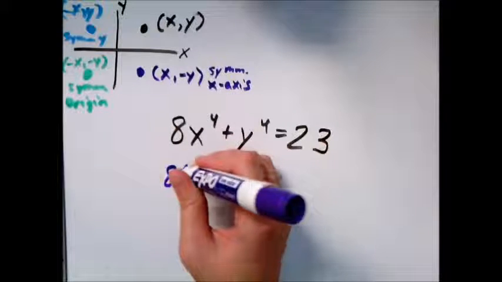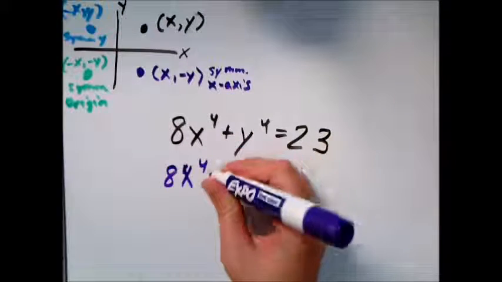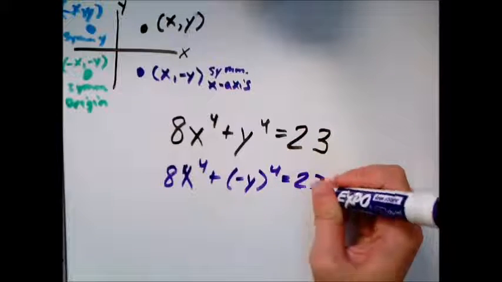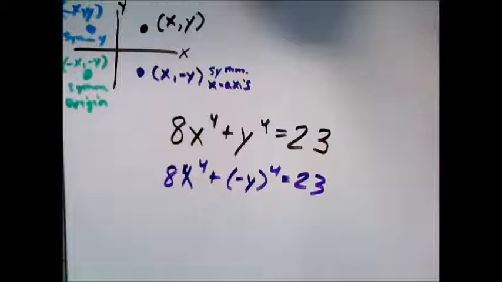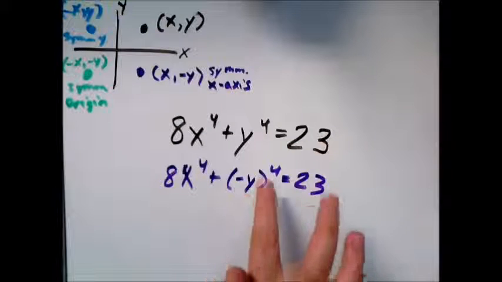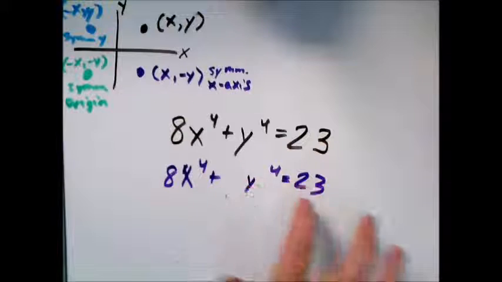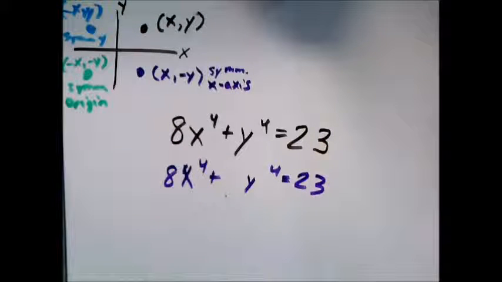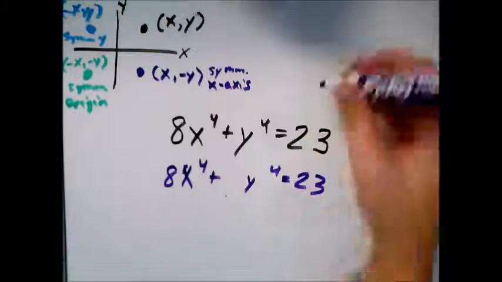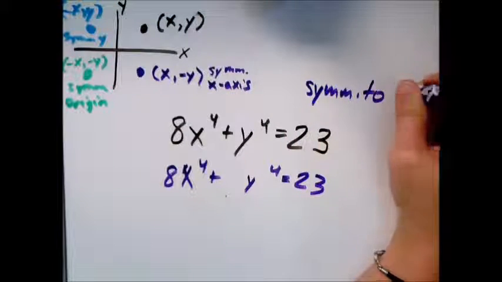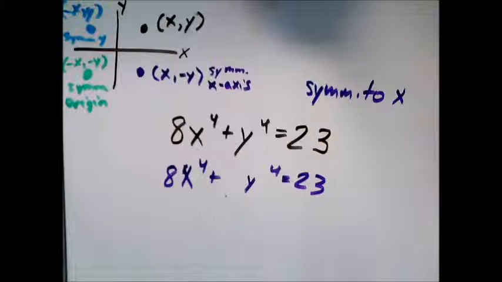So where there used to be a y, I'm going to put a negative y. Well, what happens to something negative to the fourth? The pairs of negatives cancel, and so I end up with just y to the fourth. So did I get my same equation back? Yes. So this one is symmetric to the x. So symmetric to the x-axis.